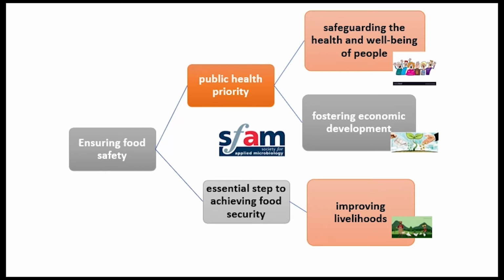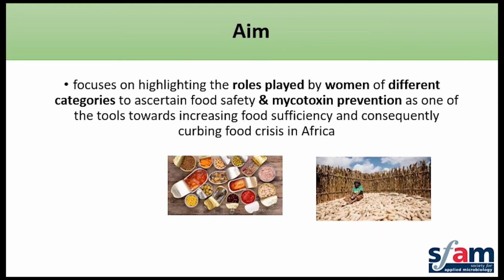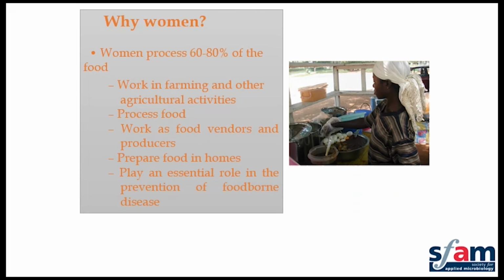And we know that ensuring food safety is a public health priority and an essential step to achieving food security, and this can help us to safeguard the health and well-being of people, fostering economic development and improving livelihood. The aim of this presentation focuses on highlighting the role played by women of different categories to ascertain food safety and mycotoxin prevention as one of the tools towards increasing food sufficiency and curbing crisis in Africa.